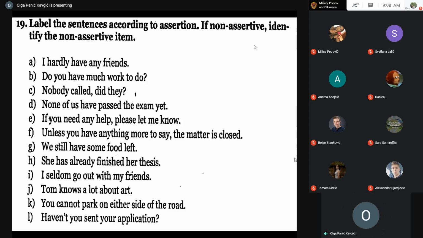The last thing I want to stress is that, for instance, a negative sentence doesn't have to be overtly negative, doesn't have to be conspicuously negative, doesn't have to be negative as soon as you look at it. We would say explicitly negative. It can also be implicitly negative or implicitly non-assertive.